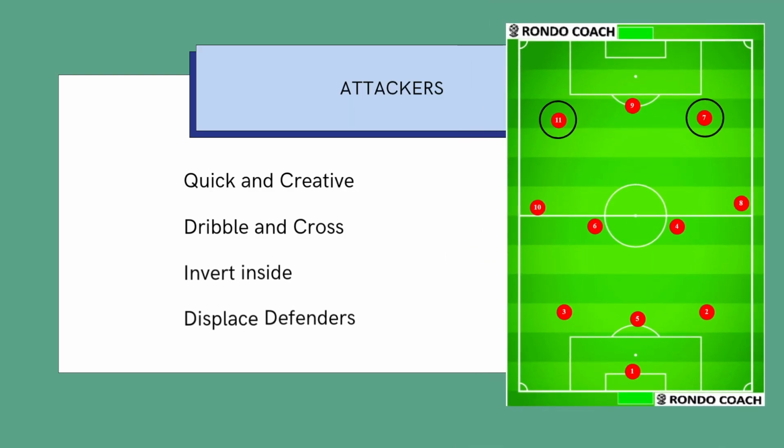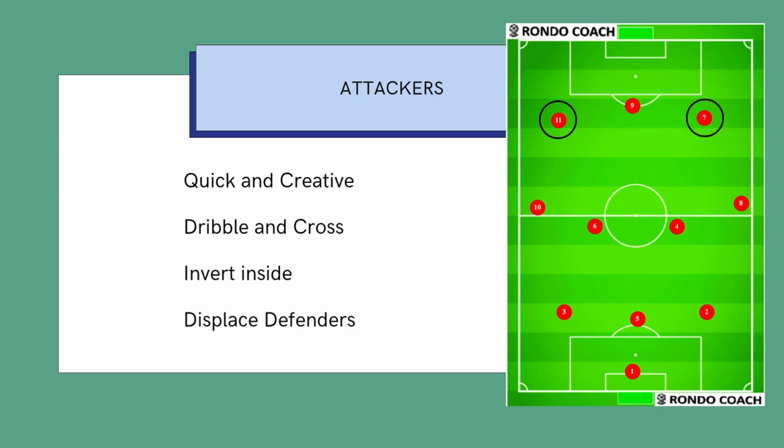Now, let's talk about the wingers. The role of the winger in the 3-4-3 is one of the most exciting positions in the game. These players need to be quick, creative, and fearless in taking on defenders. Unlike the 4-3-3, where wingers can get stuck in crowded areas, the 3-4-3 gives them more space to operate.